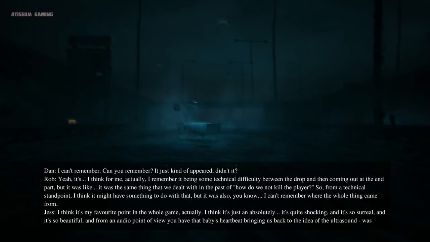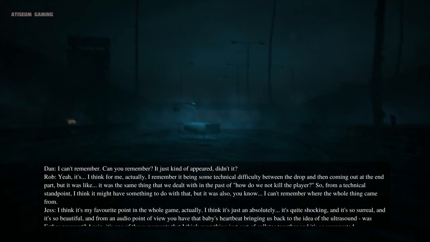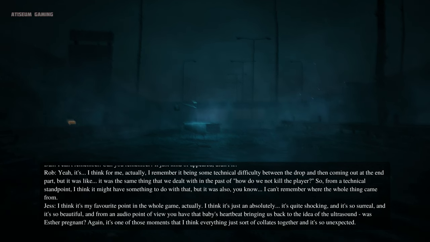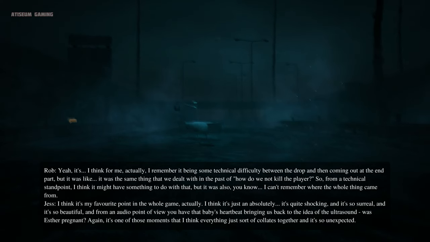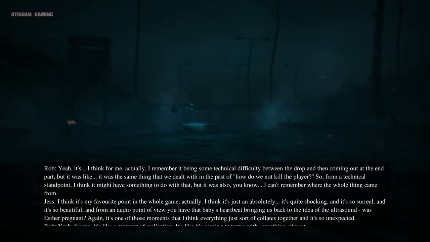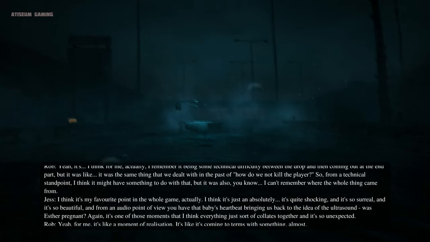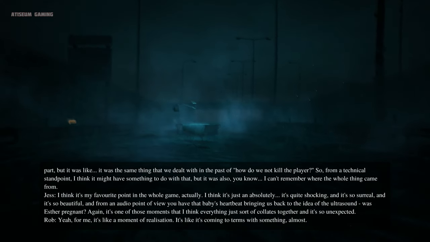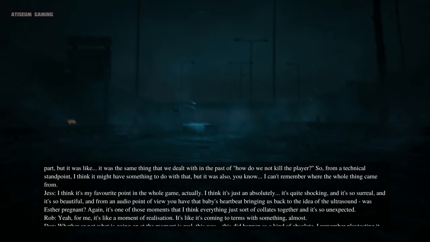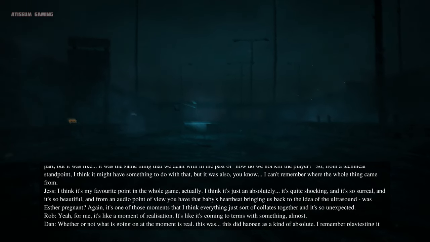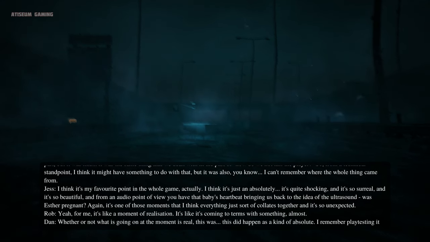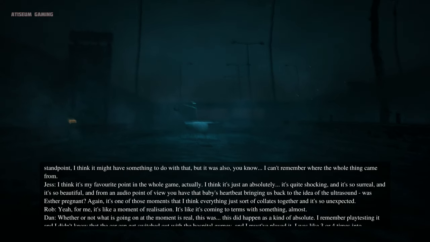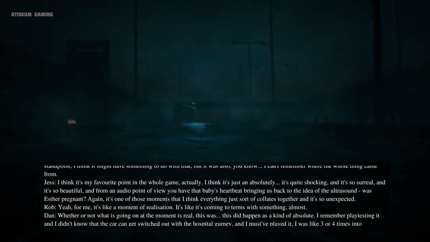I think for me, I remember some technical difficulty between the drop and then coming out at the end part. It was the same thing that we dealt with in the past: how do we not kill the player? From a technical standpoint, I think it might have been something to do with that. But I can't remember where the whole thing came from. I think it's my favourite point in the whole game, actually. It's quite shocking, and it's so surreal, and it's so beautiful.